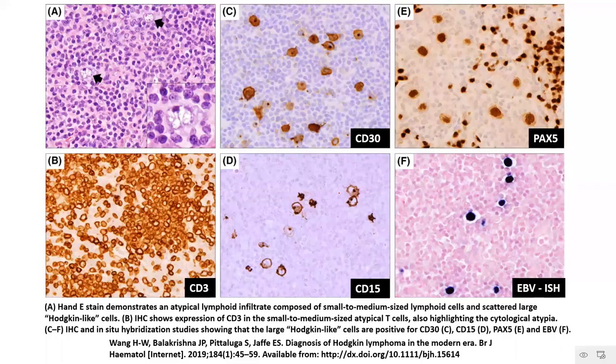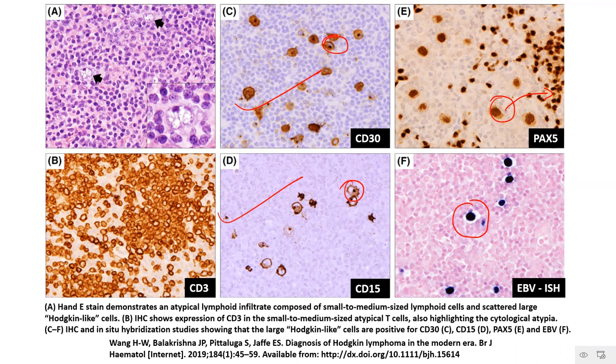So this slide, this article shows you the entire immunophenotypic expression of the classical Hodgkin-Reed-Sternberg cells that you see in classical Hodgkin lymphoma. You have positivity for both CD30 as well as CD15 in a membrane, as well as a paranuclear Golgi zone pattern, right? And you have a dim expression of PAX5 when you compare it with the background population of the small B cells. That is, the in situ hybridization shows positivity for Epstein-Barr virus RNA.